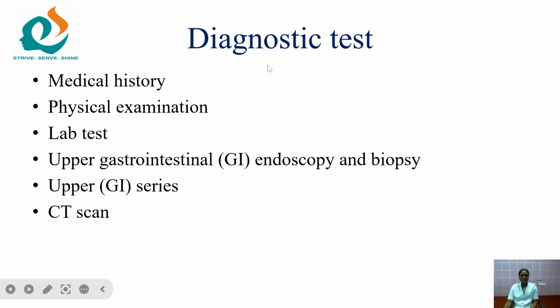Then what are the diagnostic tests? Medical history, either past or present; we will collect the history. Then physical examination with the help of palpation and auscultation. Then laboratory tests. Then upper gastrointestinal endoscopy or biopsy. With the help of the scope, we identify the lesion formation. Then upper GI series test. Next, computerized tomography scan. These are all the diagnostic tests to identify peptic ulcer.